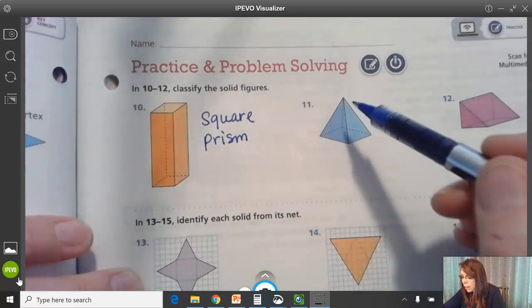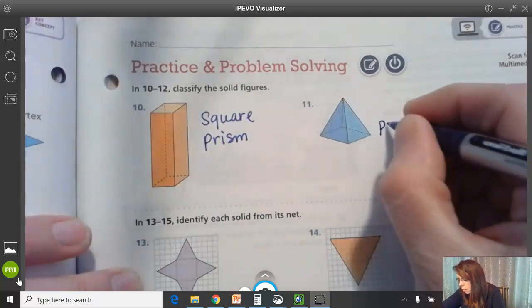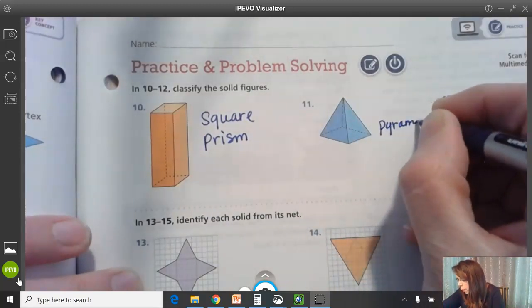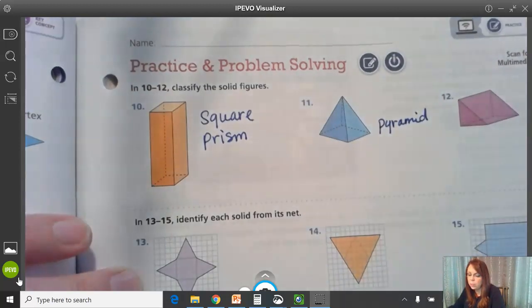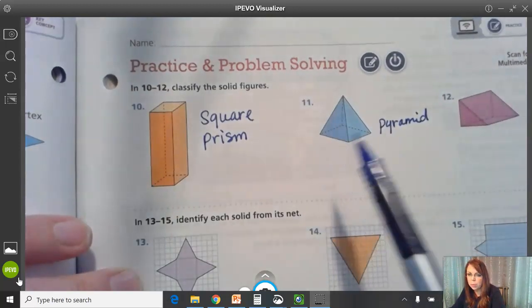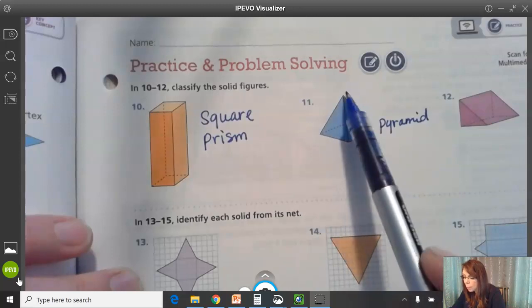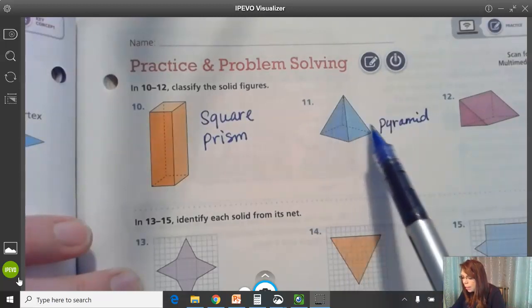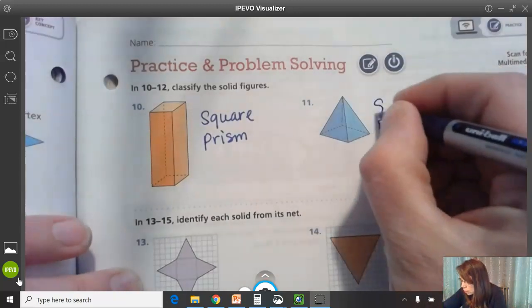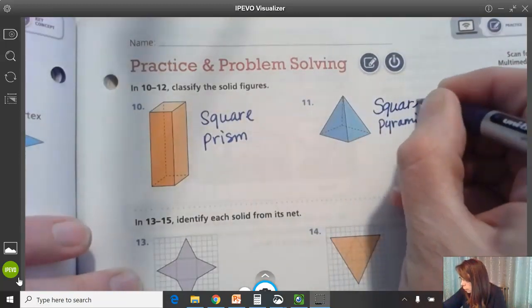For number 11, it comes to a point, so that tells us it's a pyramid. We just have to identify what kind of pyramid, and the kind of pyramid is defined by the base that it sits on, the side that is opposite of the point, and that is a square. So we have a square pyramid.